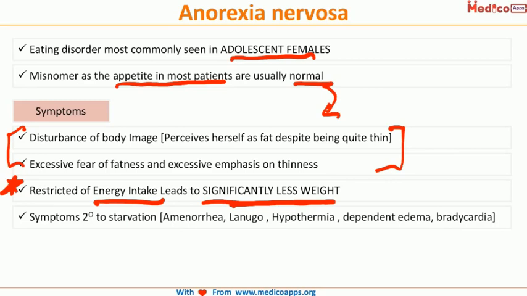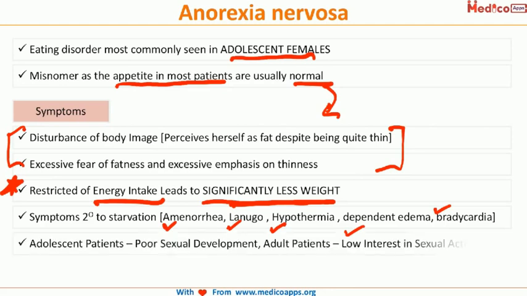Symptoms secondary to starvation can be amenorrhea, lanugo, which is body hair, hypothermia, dependent edema, and bradycardia. The adolescent patients even show poor sexual development, and in adult life they may show very low interest in sexual activities. Again, these form a very important part of the symptoms.